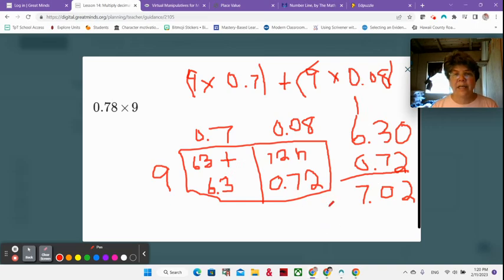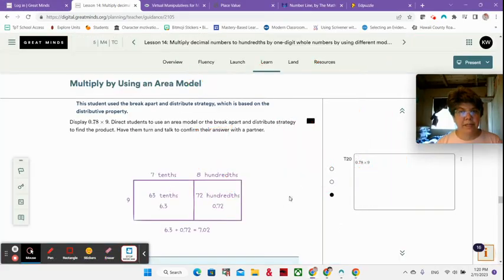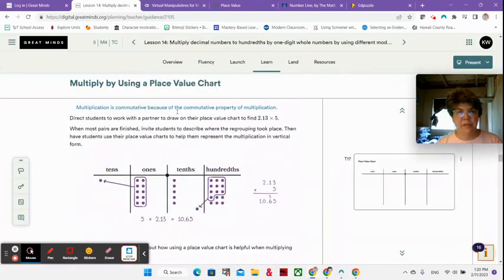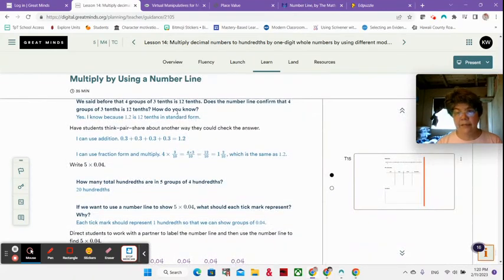Awesome job. Now you know how to multiply decimals using 3 different ways, right? You can use the area model. You can use the place value chart, and you can use the number line. If you have any questions, please make sure that you ask. Move on to your must do.